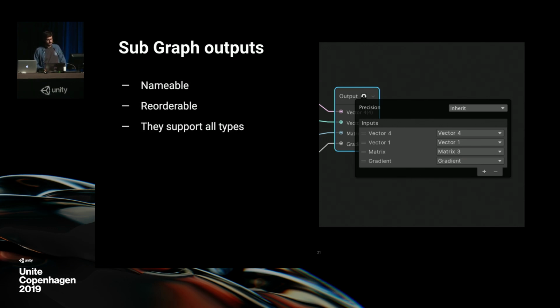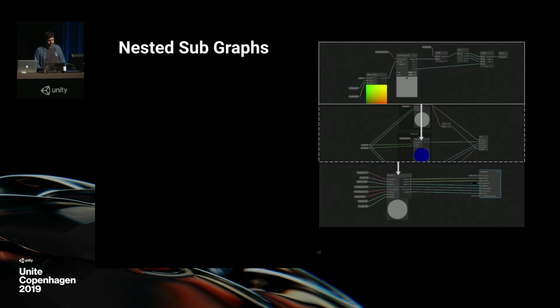They can be reordered. And now they support all types. Before we were simplifying it and coming out all as a vector 4, but now you can actually put the outputs in all of the types that are supported by shader graph.